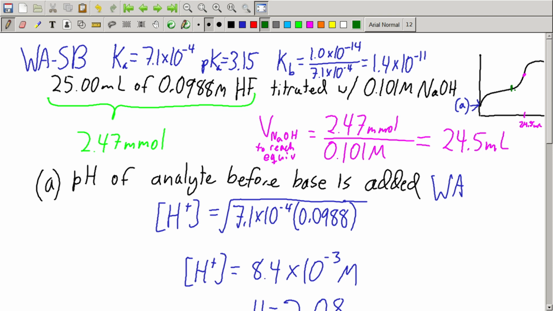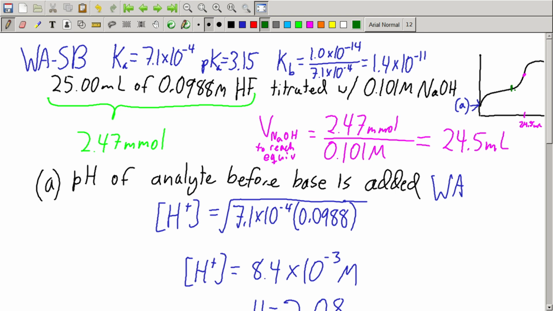What region is that? Yeah, it's buffer region. Okay, good. All right, you're starting to see this. So again, there are several ways we could approach this. That's the quick and dirty way. Okay, we know we're in the buffer region. Let's prove it. Okay, we'll prove it by calculations.